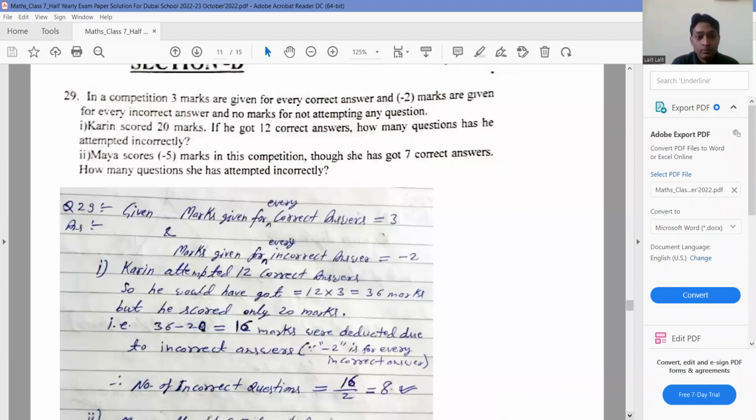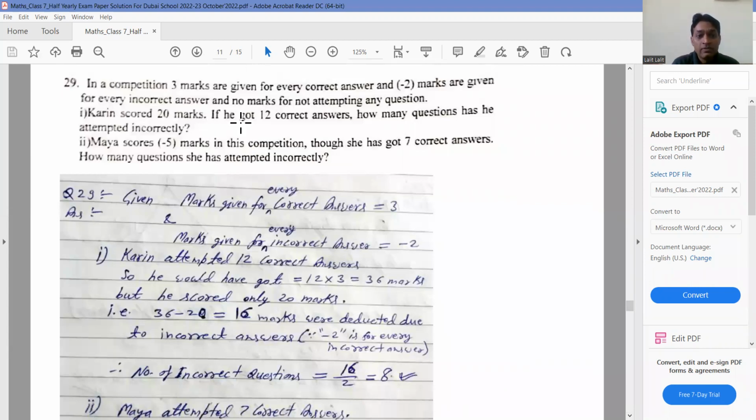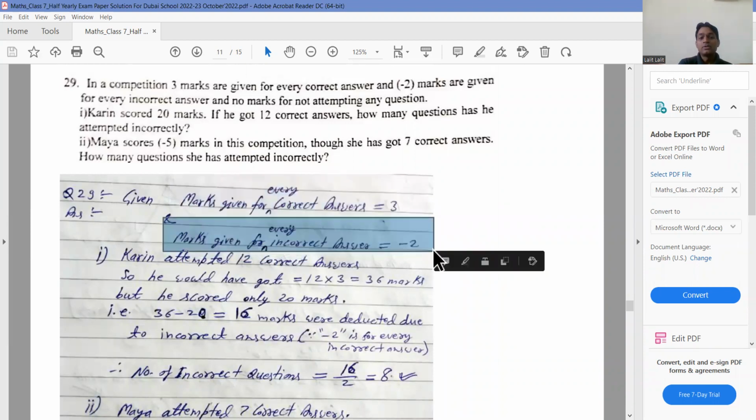Now the first question. Kareem scored 20 marks if he got 12 correct answers. Then how many questions did he attempt incorrectly? We need to find the number of incorrect questions. He scored 20 marks and the number of correct questions is 12. So what is given? Marks given for every correct answer is 3. Marks given for every incorrect answer is -2.